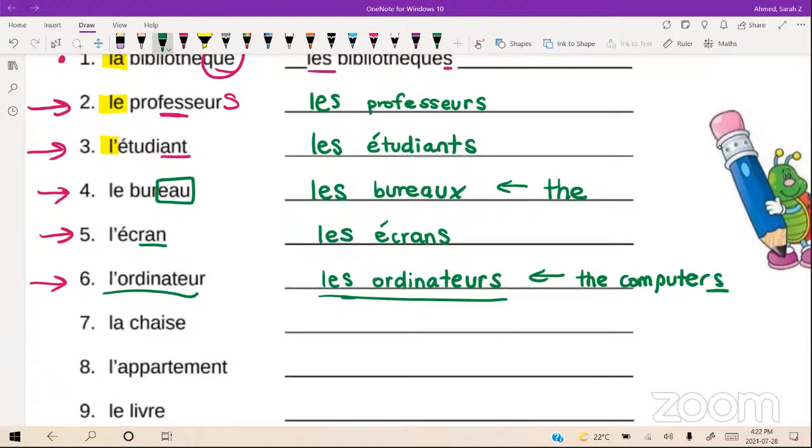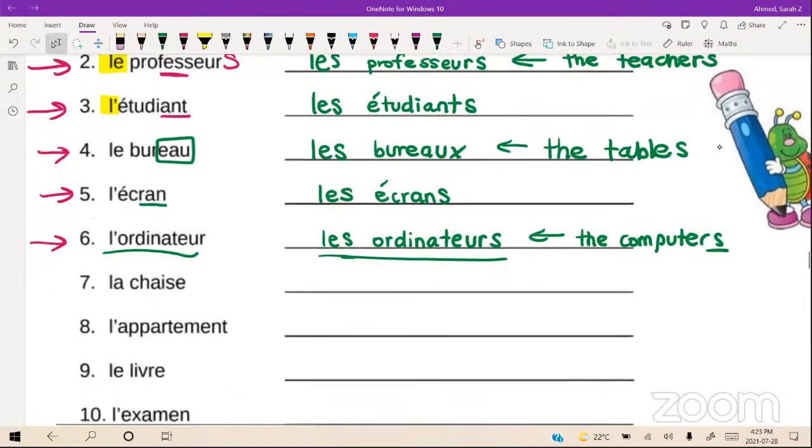The tables. Have you heard that word before? Yes, the tables. Okay, so les professeurs means the teachers. Professeur means the teacher. Yeah, the teachers, okay? So les professeurs. Okay, how about les étudiants? Number 3. So what does les étudiants mean?